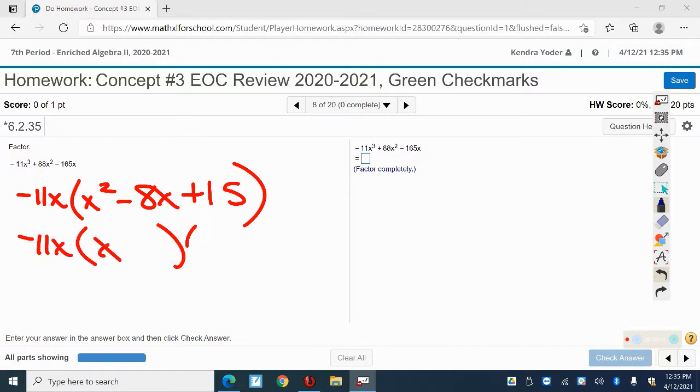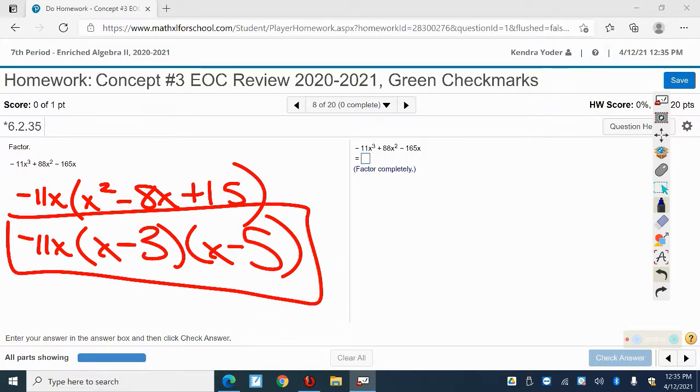You're going to put this into 2 binomials. Factors of 15. I have to have a positive 15, so that's plus, plus, or minus, minus. They're both going to be minus, minus, and that's going to be 3 and 5. So this is what you're going to put in the box. Do we understand that, yes or no? Yes?